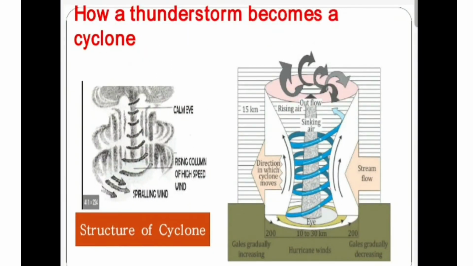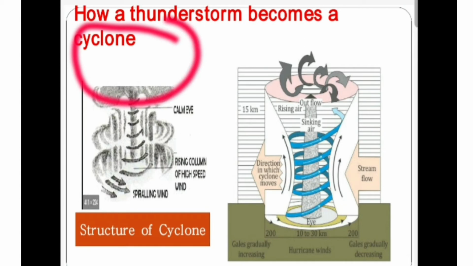And a cyclone is known by different names in different parts of the world. It is called a hurricane in the American continent. In the Philippines and Japan, it is called a typhoon.